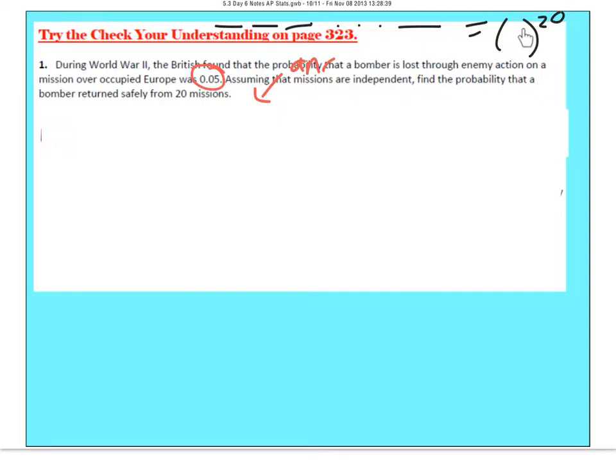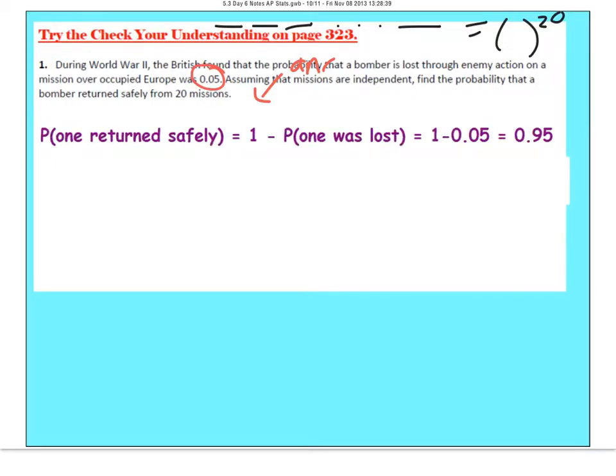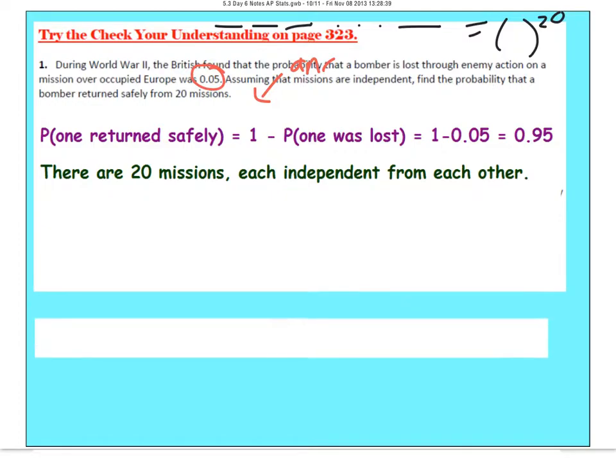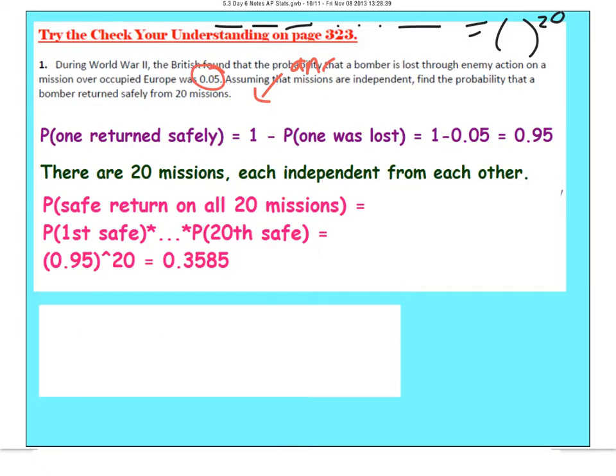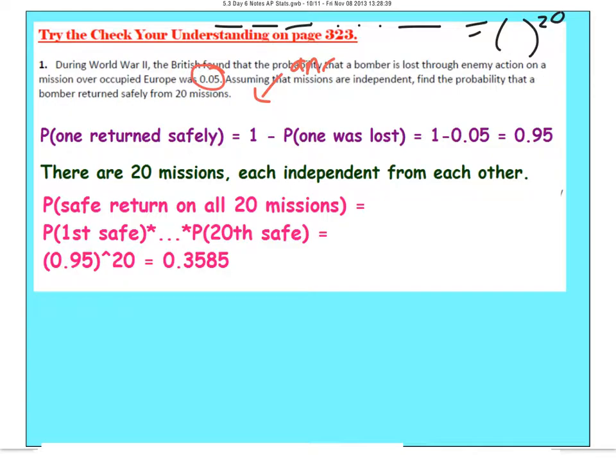So what is the probability you return safely? What you need in here is that probability. You've been given the probability that you get shot down. So what you have to do in step 1 here is you're going to find the probability that one returns safely. Okay, the probability of that is 1 minus the probability was lost, or 0.95. Once you have that, we're going to apply it to 20 missions, and they're independent. So we can just jump right into the formula and do 0.95 to the 20th power. It's almost a 36% chance out of 20 missions, all the planes made it back safely.